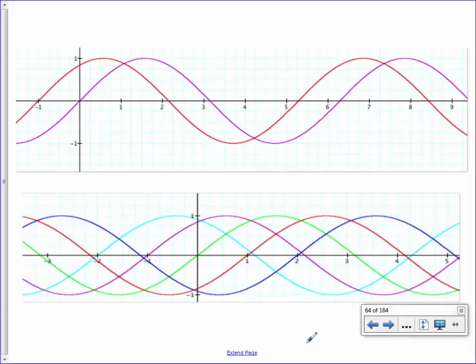So I just found some pictures here. Let's talk through what's happening. This pink graph right here looks like it's a sine graph. What's happened to the red graph?